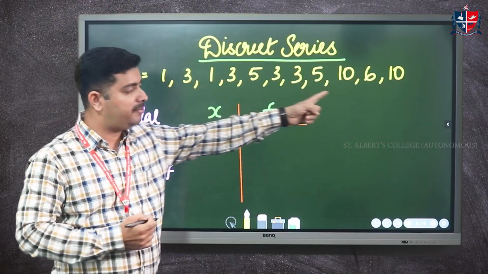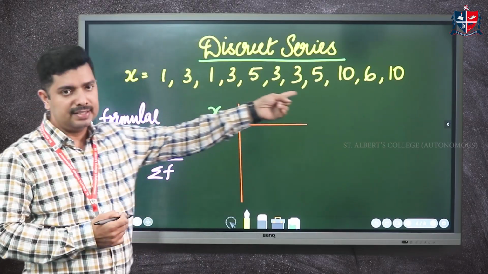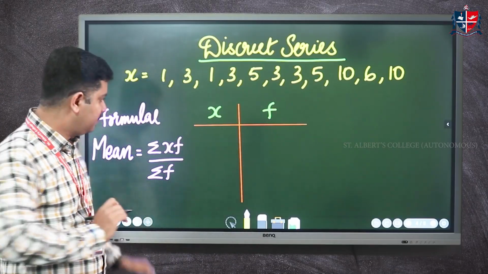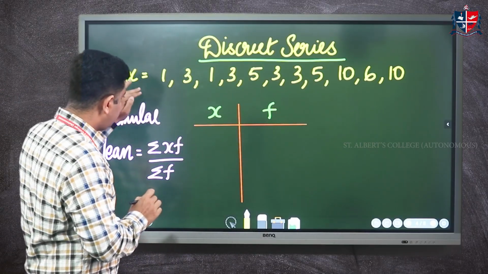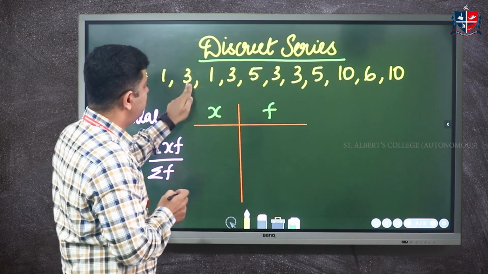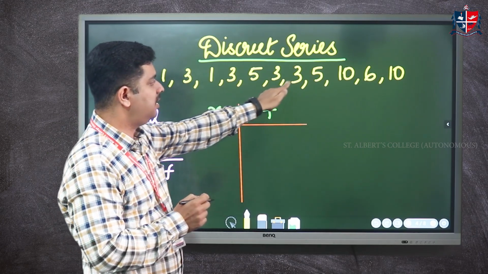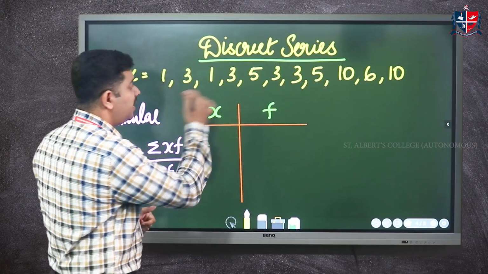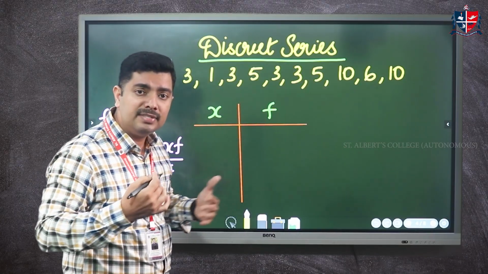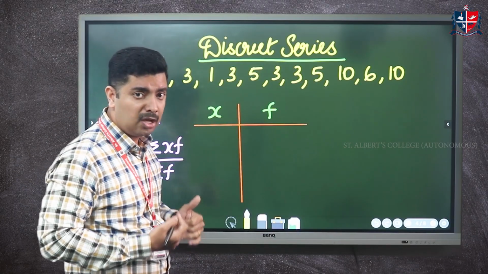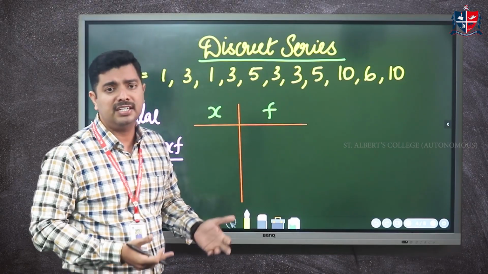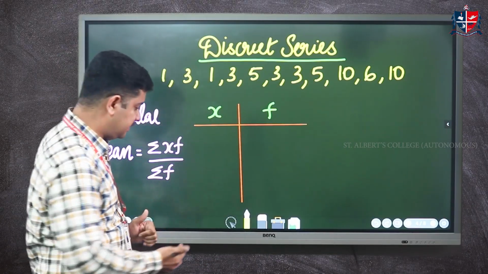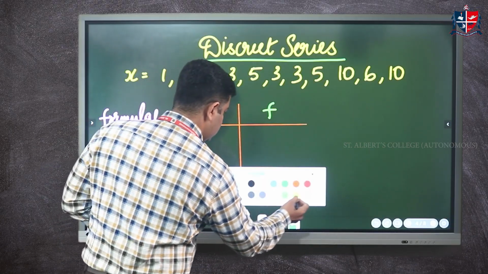Now, I hope you all are familiar with this kind of numbering system. This is what is known as individual series, where numbers are given with commas. Now, look at this. You are given x as 1, 3, 1, 3, 5, 3, 3, 5, 10, 6, 10. Now, what you're going to do is try to find out how many times these numbers are repeated. Most of you might have studied this in your plus twos as how you sort the given data. Now, I'm just trying to sort this.